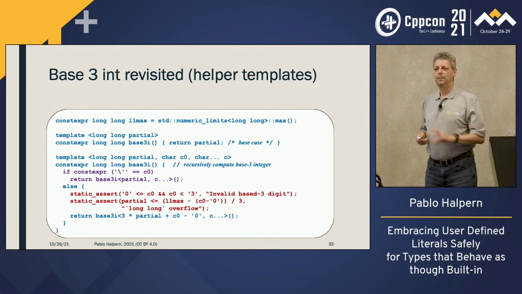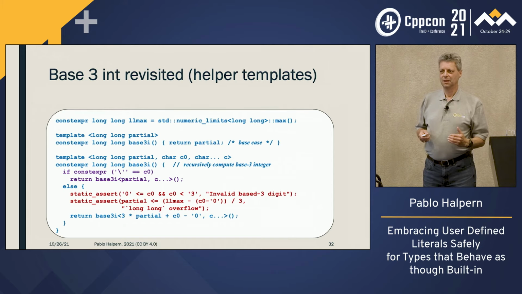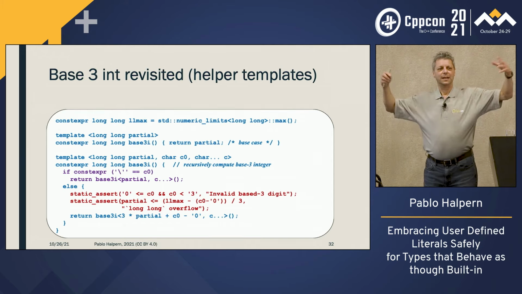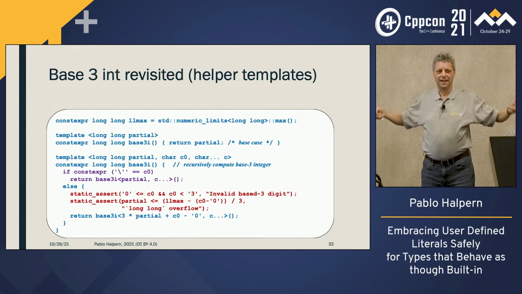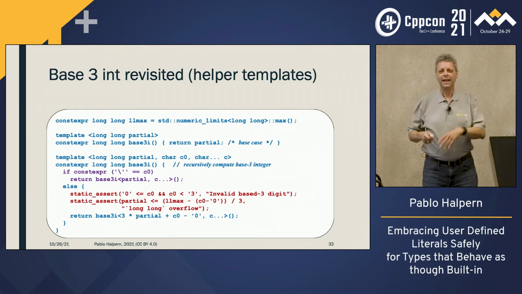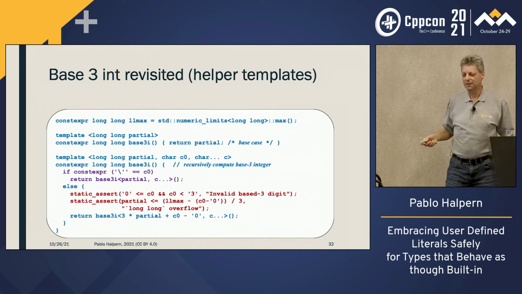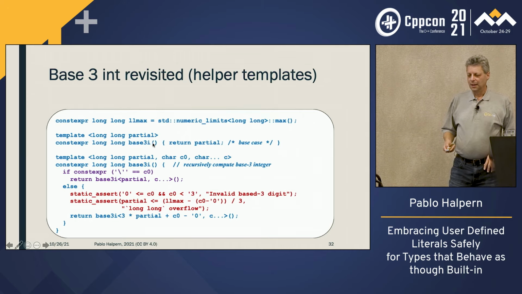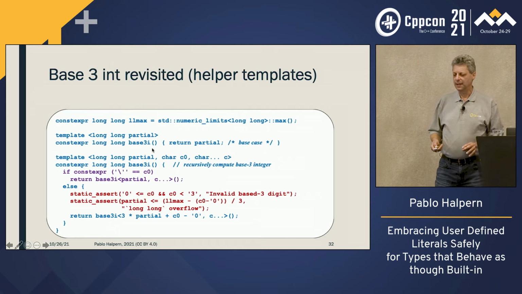Here, it's the same basic logic as we had before, but I have to create these helper templates to parse my list of characters at compile time. I can't use loops. I'm using the template programming language, which uses recursion and so on. So I've got my base case, which, let's skip the base case for a minute. I'll come back to that. This is what the normal case looks like.